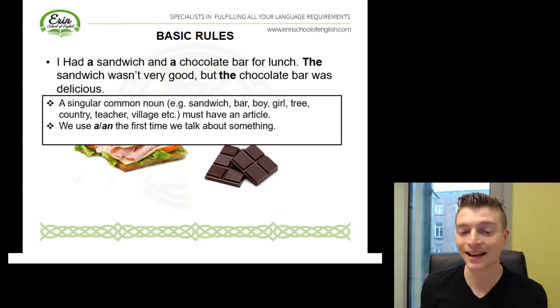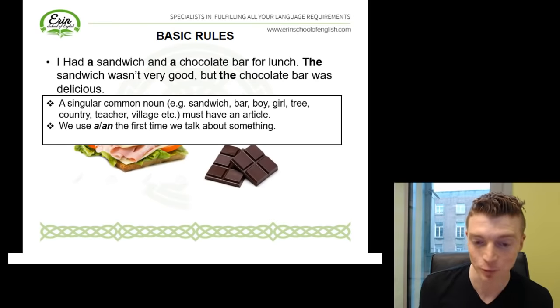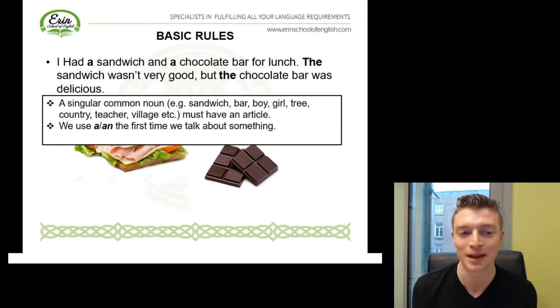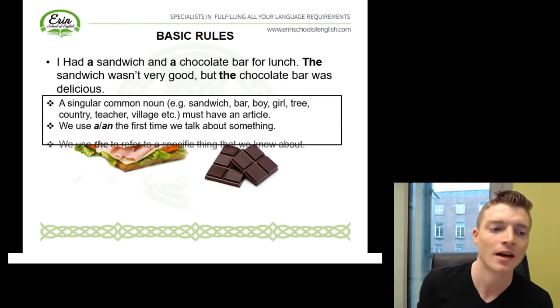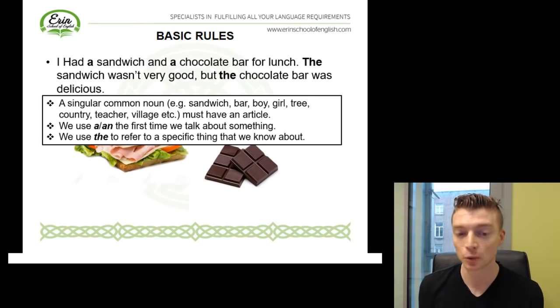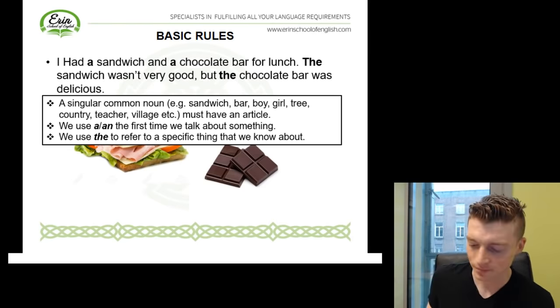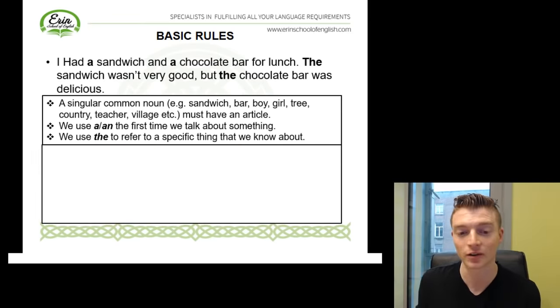We use a or an, the indefinite article, the first time we talk about something. I had a sandwich. This is the first time I've mentioned a sandwich. And we use the to refer to a specific thing that we know about. So in the next sentence here, I've already mentioned the sandwich. I've mentioned the chocolate bar. We know about it, and that's why I'm now using the definite article, the. Let's take a look at a few more examples.